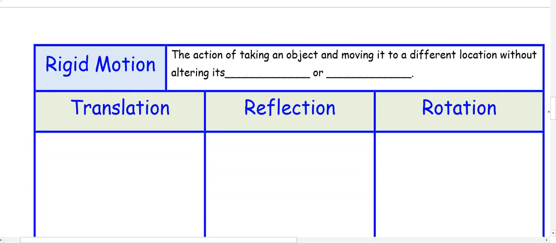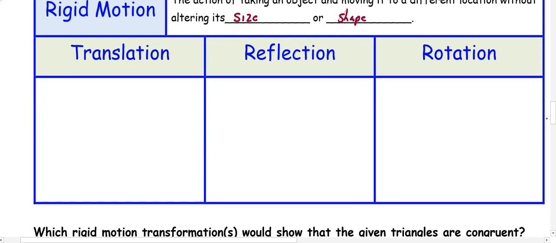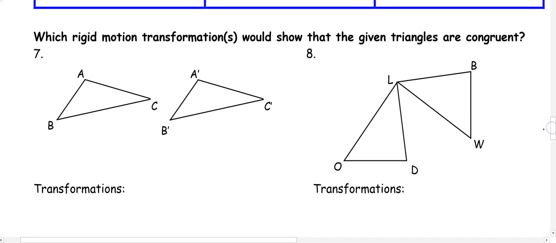Now, thinking back to rigid motion, remember that rigid motion is an action of taking an object and moving it to a different location without altering its size or shape. So remember that a translation moves an object, remember that a reflection flips an object, and that a rotation turns an object. So which rigid motion transformation would make the given triangles congruent?